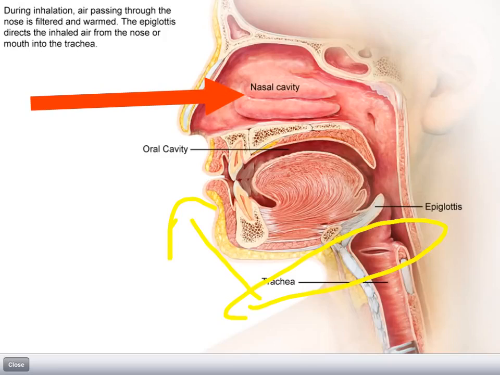So one of the first things in dealing with patients who have a ventilation problem is to make sure that we have a patent upper airway so we can at least move air in and move air back out.